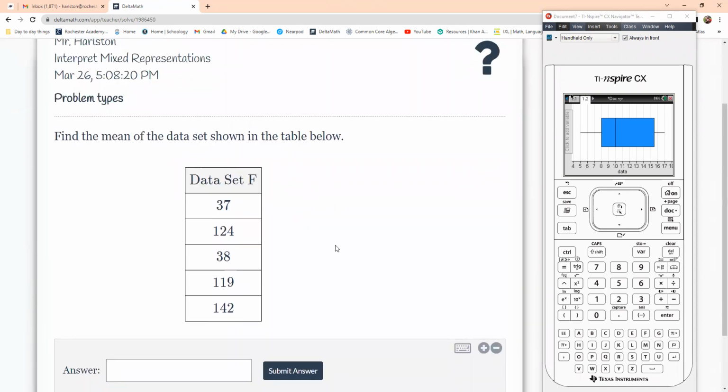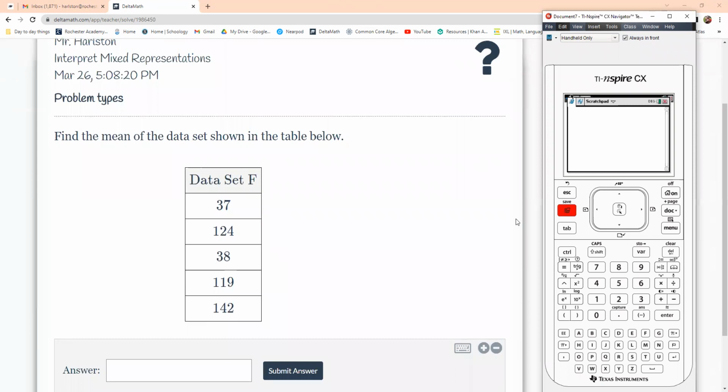We have to find the mean of this one. So the mean is basically the average. And this is how you would find it. I'm going to use the calculator on this one. You just add these up: 37 plus 124 plus 38 plus 119 plus 142.